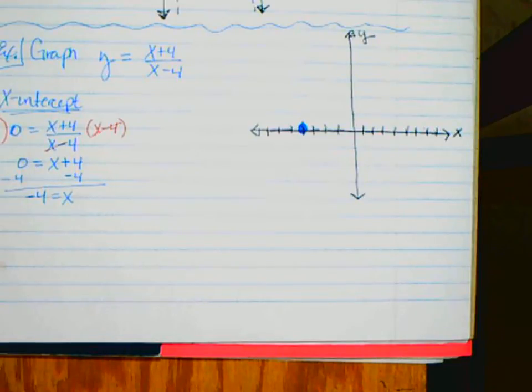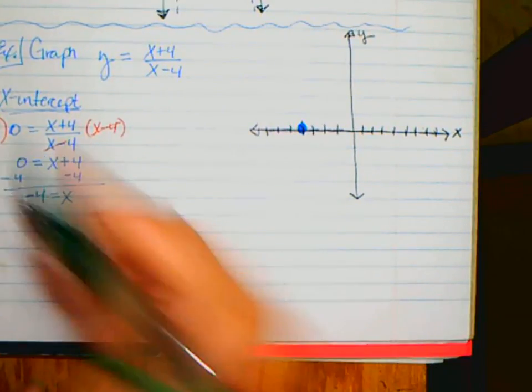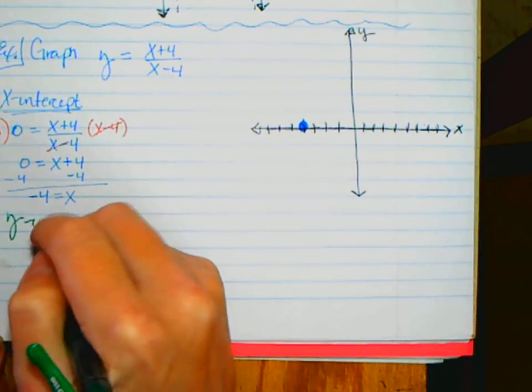Now step 2 on page 119 said find the y-intercepts. Substitute a 0 in for x, and then we'll solve for y. So that's going to be my next step. I will find my y-intercept.